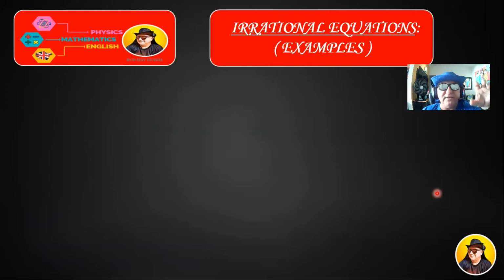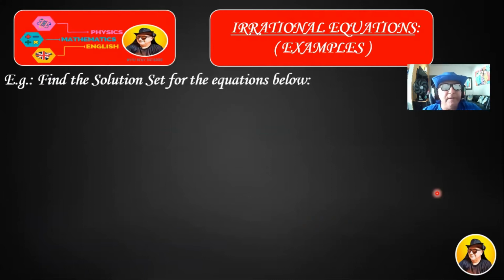We divided this study into 4 parts. Okay. So we have irrational equations type 1, type 2, type 3, and also type 4. Okay. So let's see. Find the solution set for the equations below. And so here we have question A. So the square root of x plus 4 equals 5.